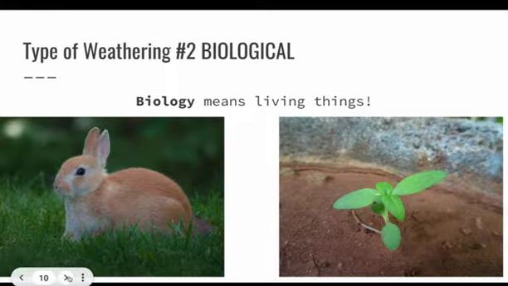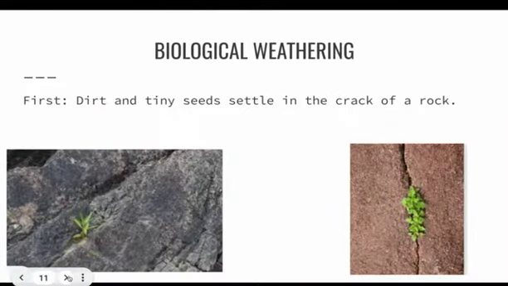Okay. Next, biological is living, right? Biology is a type of science, meaning living things. Bunnies are biological, right? Plants, animals. You and I, we're both biological beings, living things. Well, living things can also split rocks in two, and I don't mean a person with a sledgehammer.